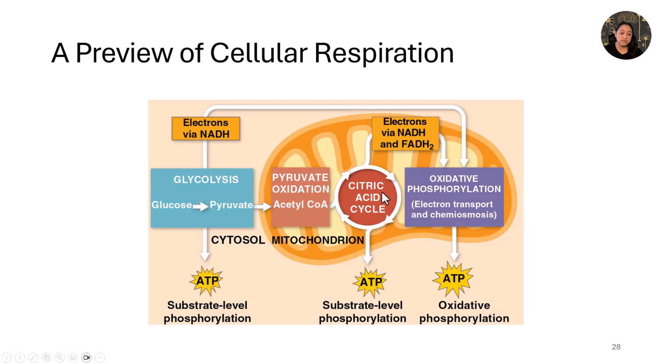Stage 2, pyruvate oxidation and the citric acid cycle. If you notice, glycolysis is outside of the mitochondria. And it literally is. This part, glycolysis, happens in the cytosol. So that could happen anywhere in the cell, outside of the mitochondria. But then from this point on, stages 2 and 3 all take part inside the mitochondria.